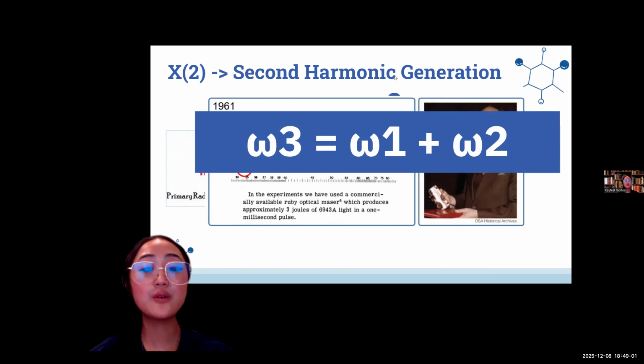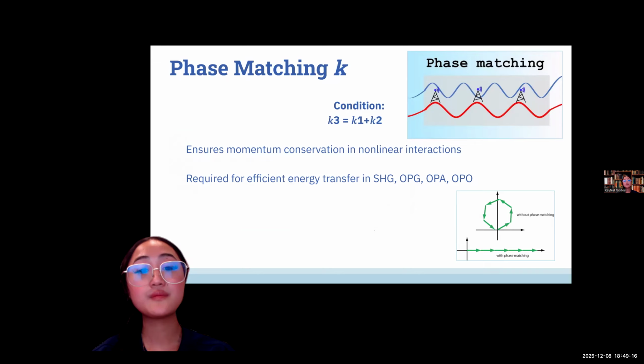A lot of these second-order processes involve the interaction of three fields where energy is conserved. This means that the sum of two lower frequencies equals the highest frequency, omega 3. So omega 3 equals omega 1 plus omega 2.